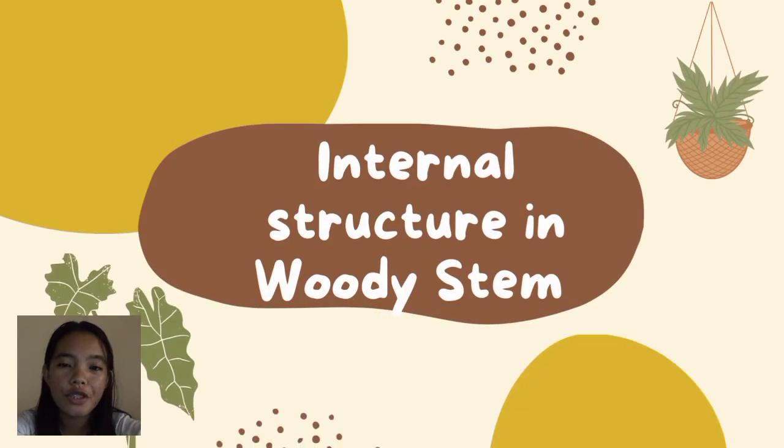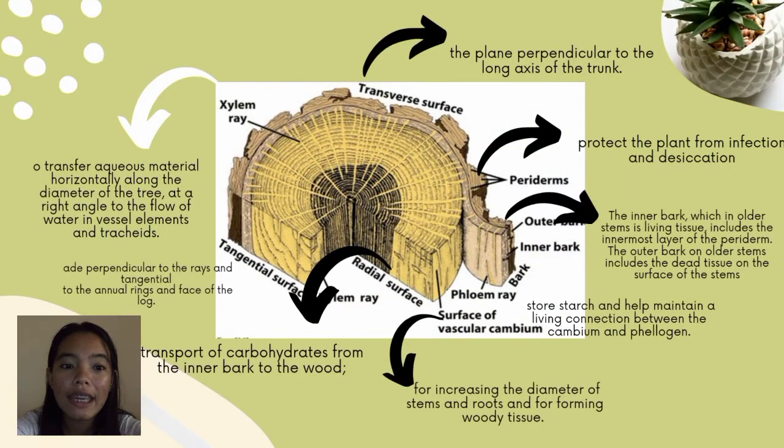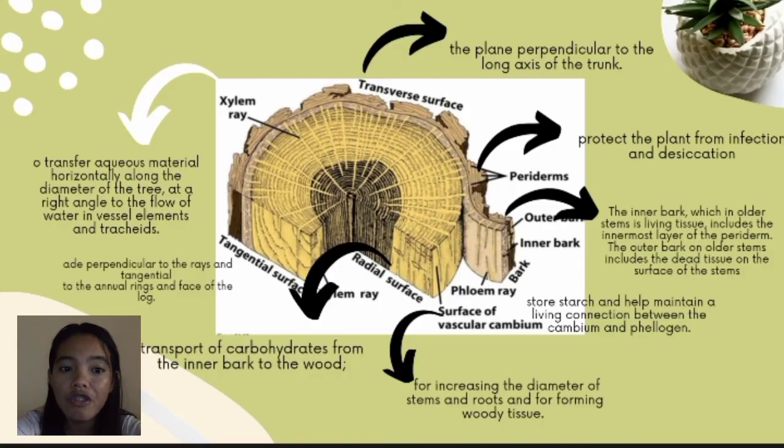The internal structure of a woody stem. Woody stem plants are plants with stems of wood, which contains lignin. Lignins are complex organic polymers that are very sturdy and rigid. Trees and some vines with woody stems are considered woody stem plants, not herbaceous plants.